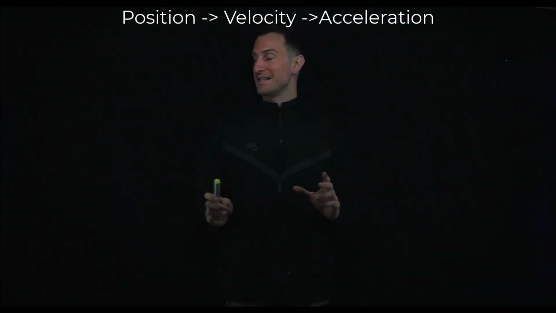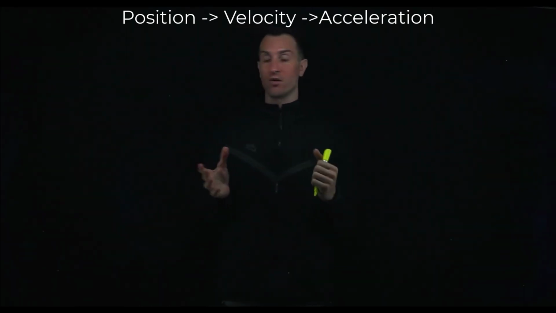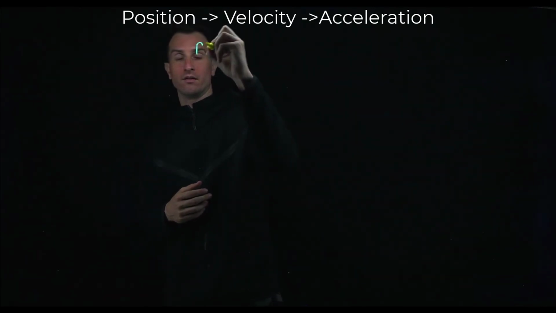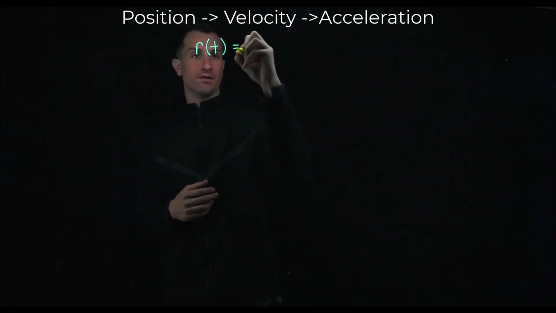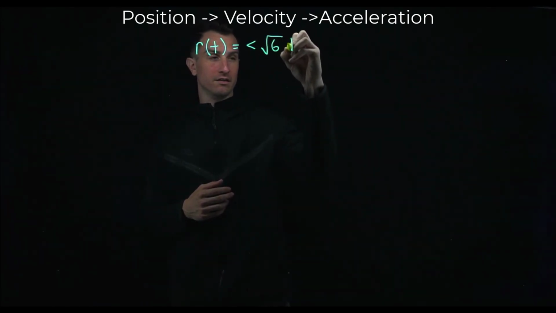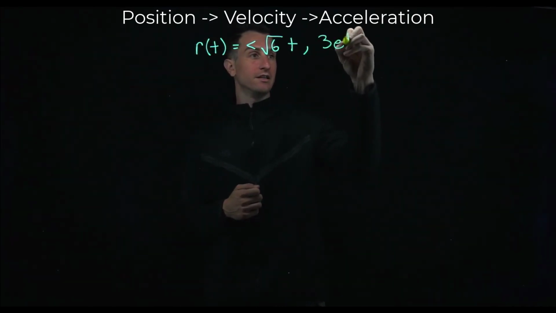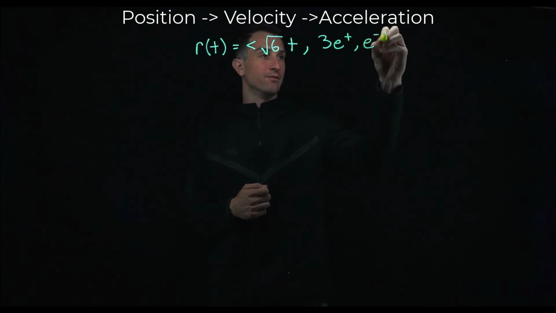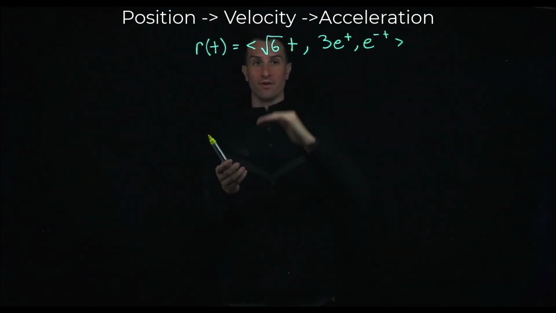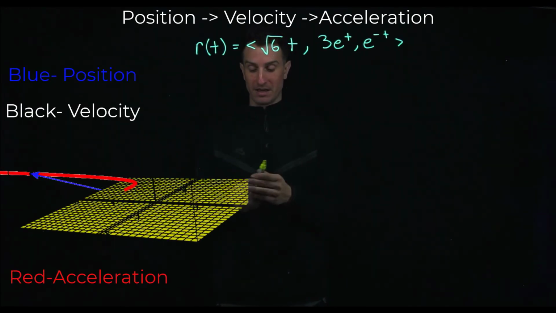All right, last example for this video. And what we're going to do is if I give you some r of t, or some position function, so let's go ahead and write it down. R of t, right, it's going to be equal to root 6 t, comma, we'll do 3 e to the t, and we'll do e to the negative t, right? So if I give you some position function, I want us to be able to go to the velocity, to the acceleration, and to the last part that we need to introduce, which is the speed.